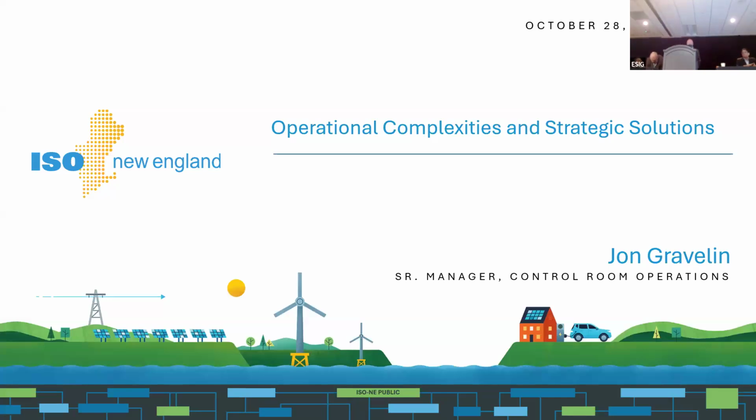Thanks, John. So my name is John Gravelin. I'm the Senior Manager of Control Room Operations for ISO New England. And I kind of think I should have gone first because I'm about to tell you all the problems and the complexities that I see within our control room, and then they already solved all these problems for me. So it's the chicken or the egg right now. So I'm going the wrong way.